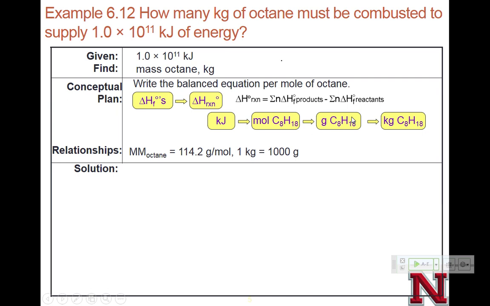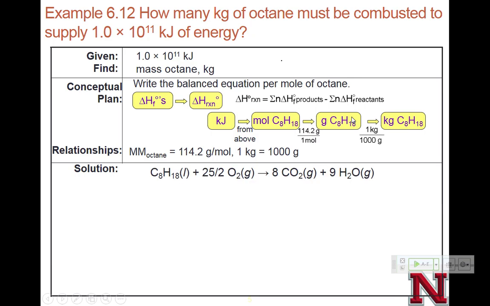So we can figure out our delta H of our reaction. That's going to be our first step. If we can't write our reaction, then we're going to have an issue. Once we have that, we can figure out our moles of octane. So first we have to write our chemical reaction.